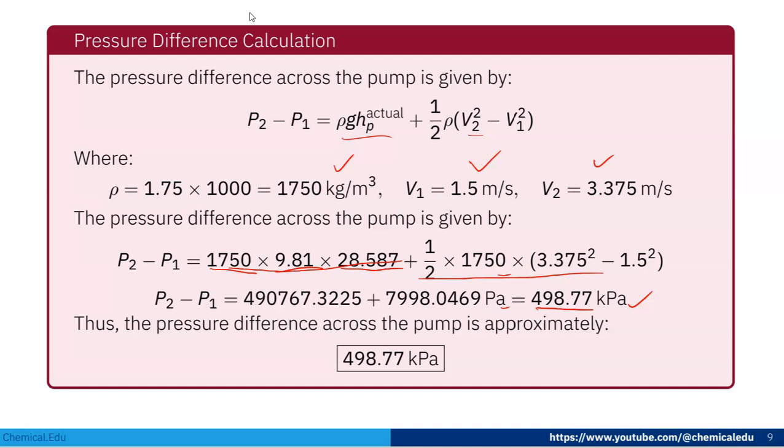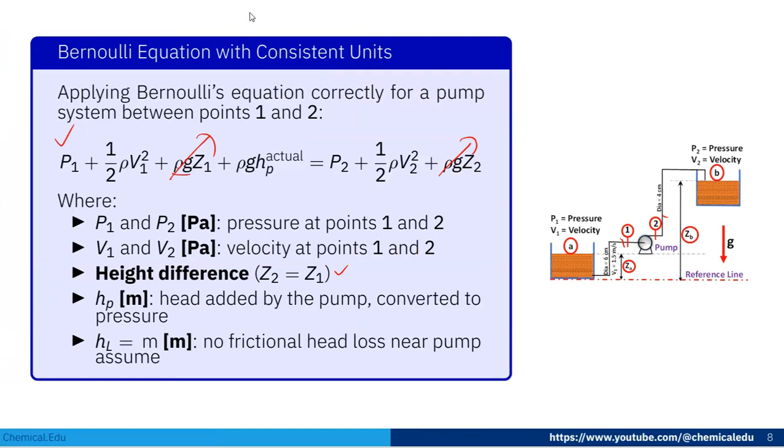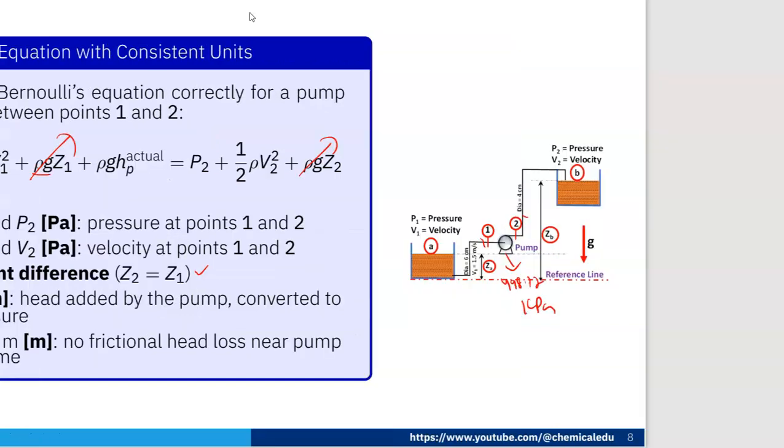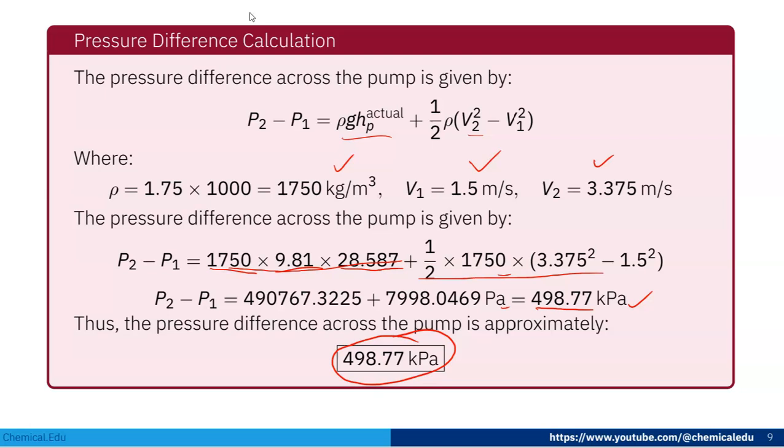Thus the pressure difference across the pump is approximately 498.77 kilopascal. Means the pump will develop this pressure of 498.77 kilopascal. So that's it. Thank you.